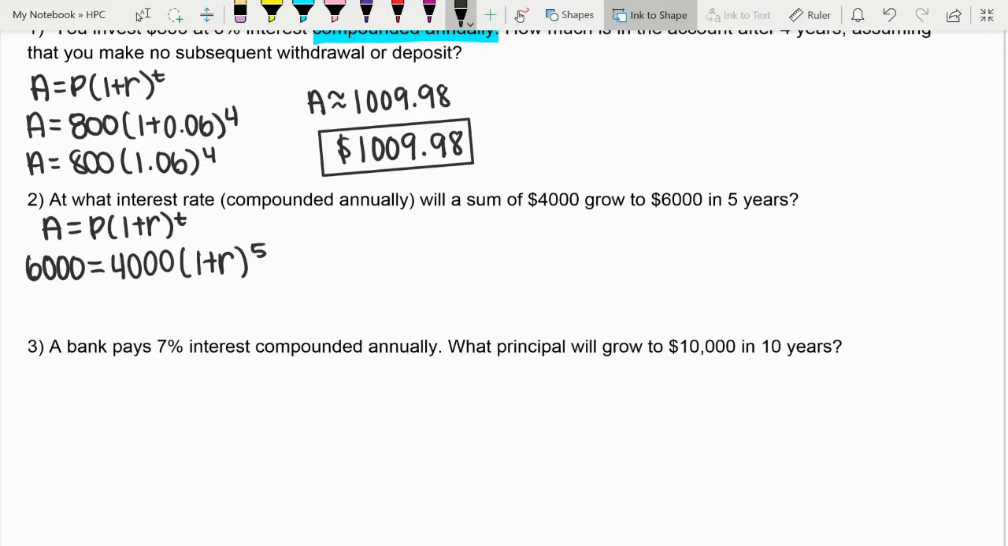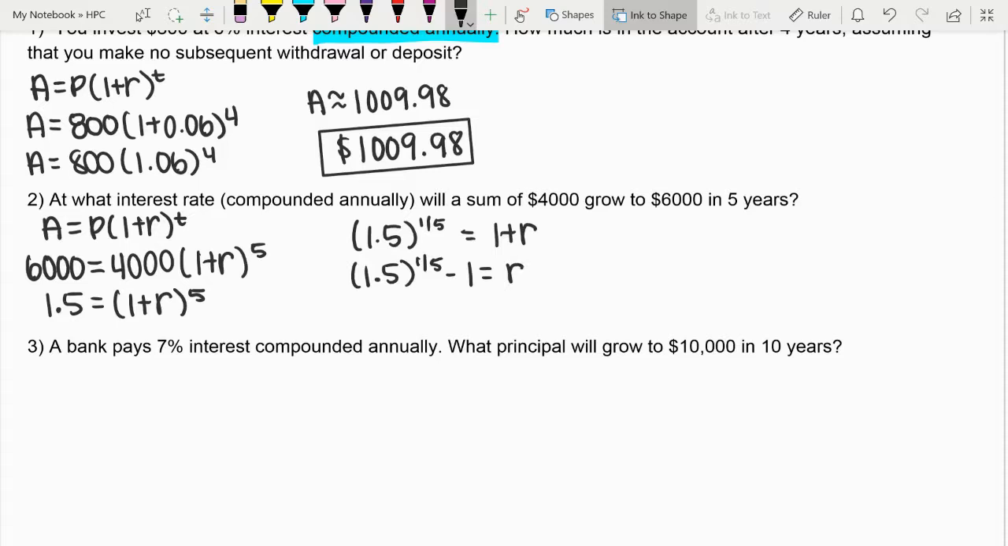Okay, so let's divide both sides by 4,000. I will end up with 1.5 is equal to 1 plus the rate raised to the power of 5. Okay, now let's take the fifth root. So I'm going to end up with 1.5 to the power of 1/5 is equal to 1 plus the rate. Then we can subtract 1 from both sides. So 1.5 to the power of 1/5 minus 1 is equal to R.